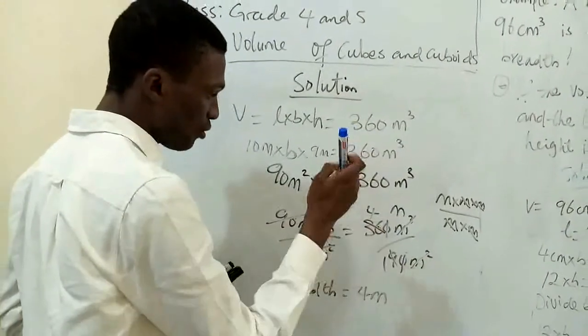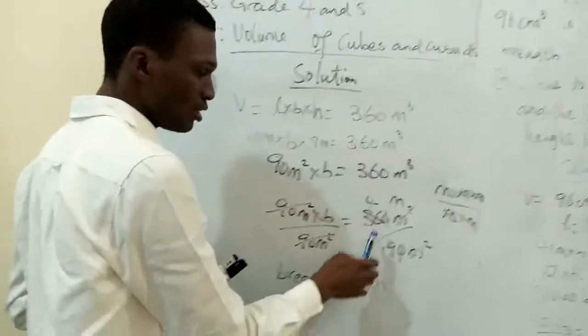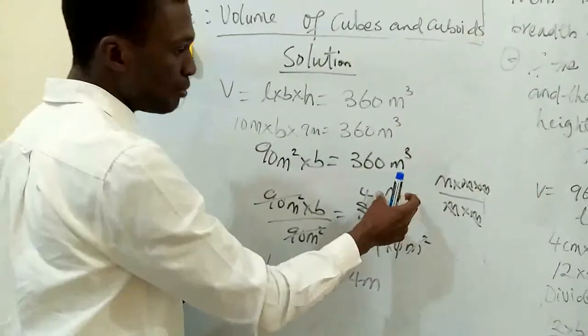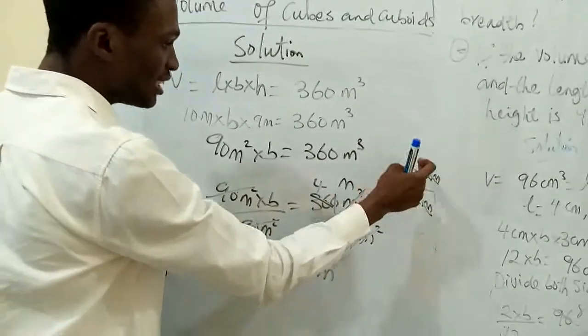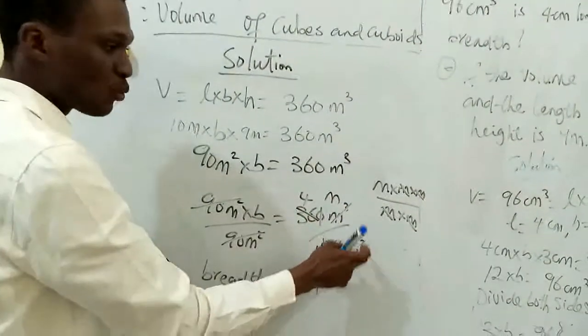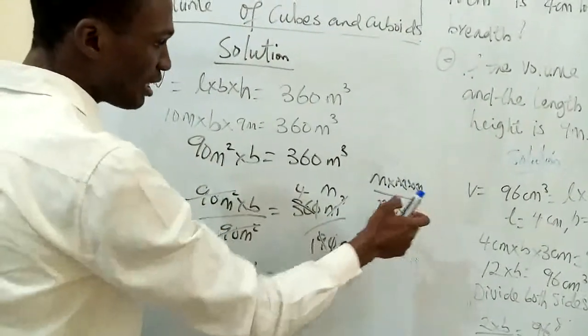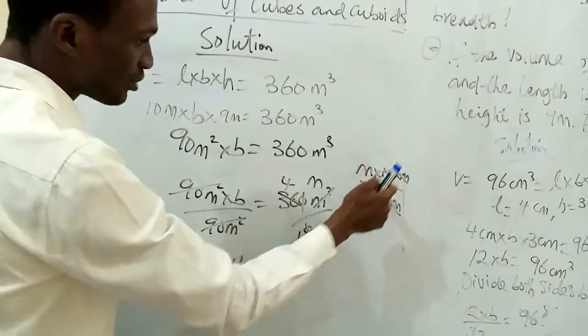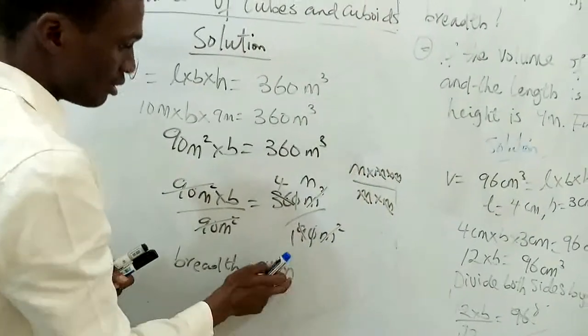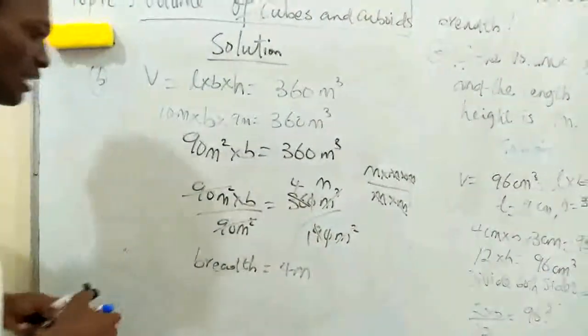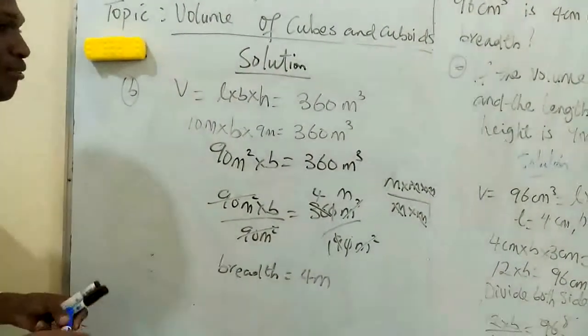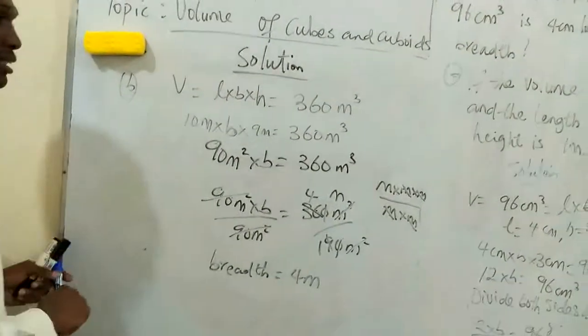0 cancels 0. 9 into itself is 1. Into 36 we have 4. Meters cubed is expanded; it's meters times meters times meters. Meters square is in two places, meters times meters. This cancels this, cancels this. So we are left with just 1 meter. That's why our answer is 4 meters. So our breadth is 4 meters.